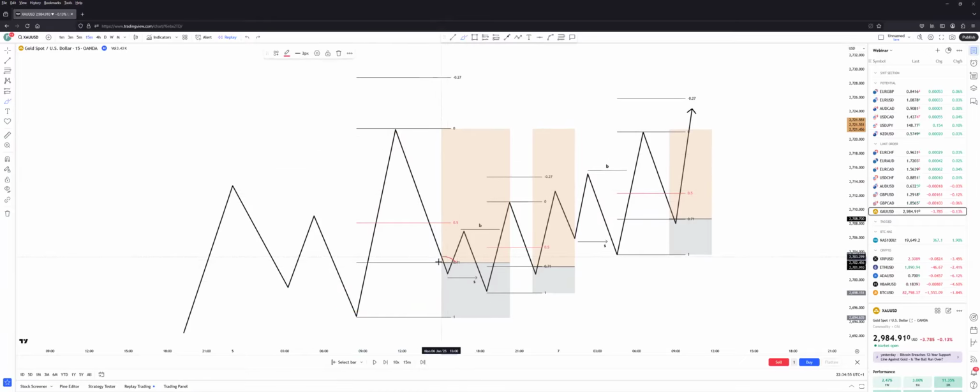You enter on the 4-hour 71 level right here. The base idea of this 4-hour entry is to not manage it. First of all, we are not going to manage this whole entry. We are just going to let it run. We don't do management. In some cases we will.